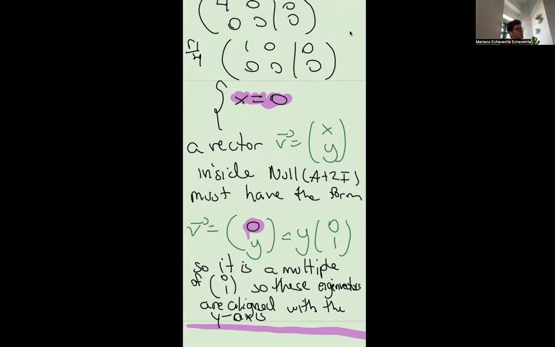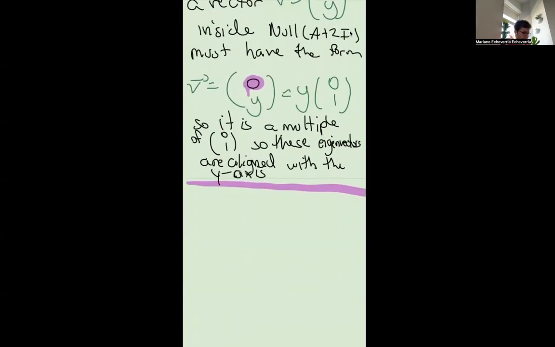I'm about to do another example. I still have time to do another one. Okay, let's do another example. Let's try to find eigenvalues and eigenvectors for this matrix. Here's example 2.